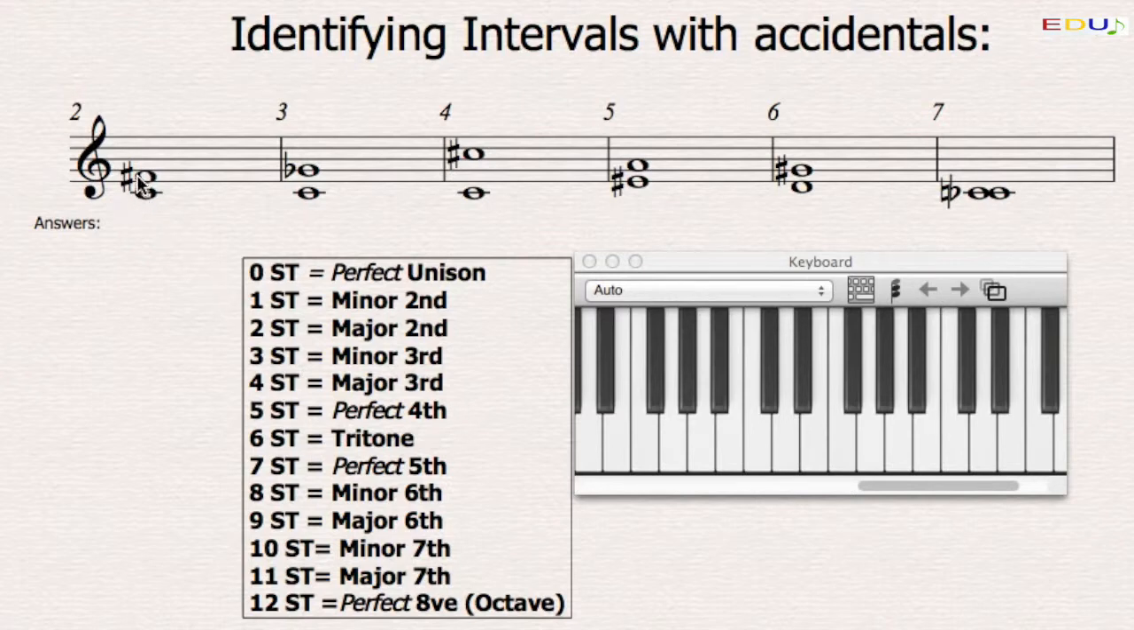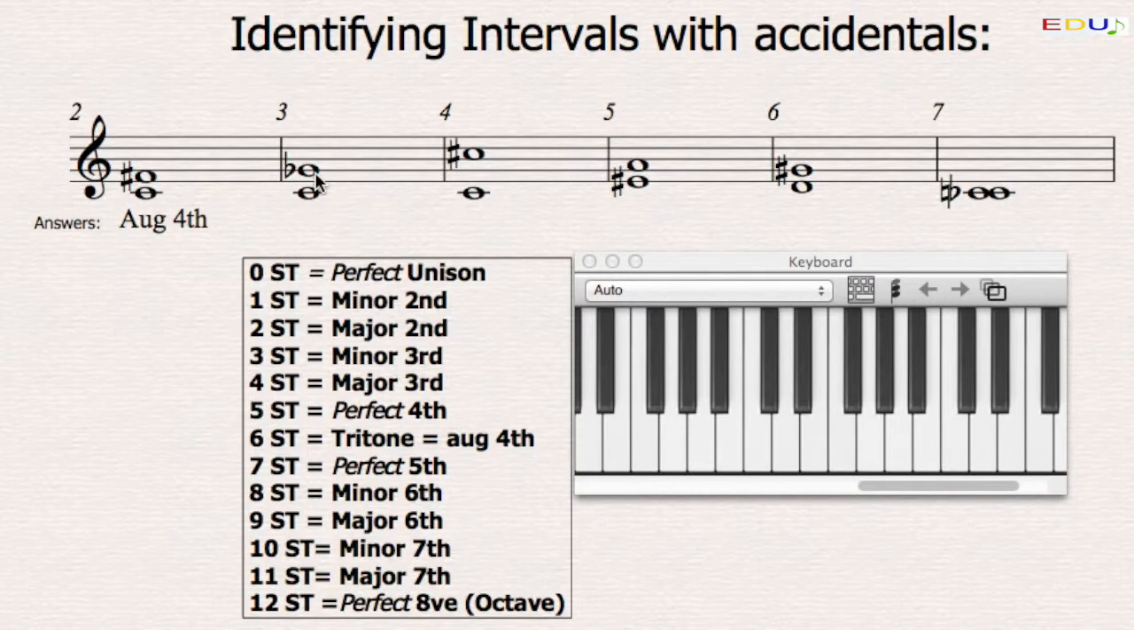However, if we consider the sharp in front of the F, the interval gets bigger. Therefore, this interval is an augmented fourth. The distance in an augmented fourth is 6 semitone steps. We found out that 6 semitone steps form a tritone. So we can say that a tritone is the same as an augmented fourth. Let's check out the next interval.